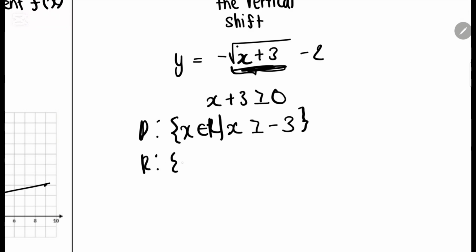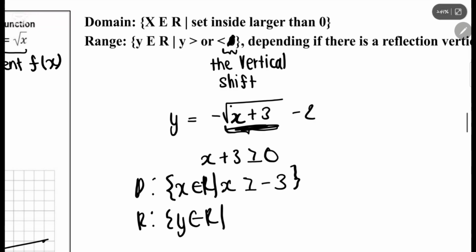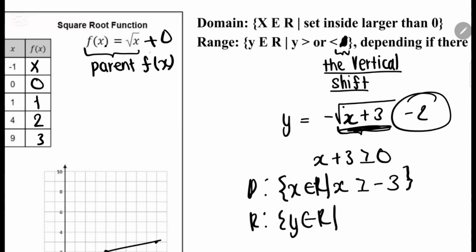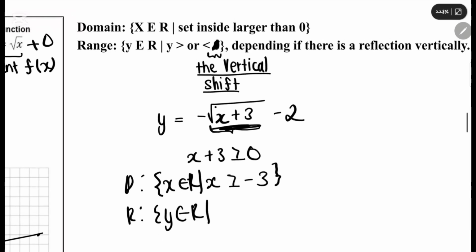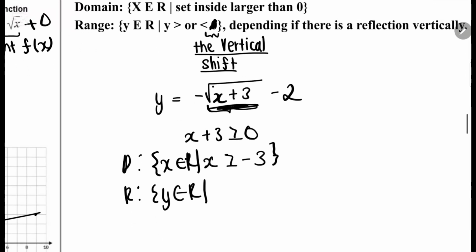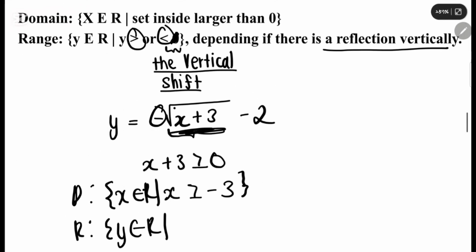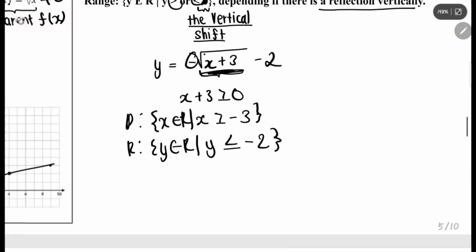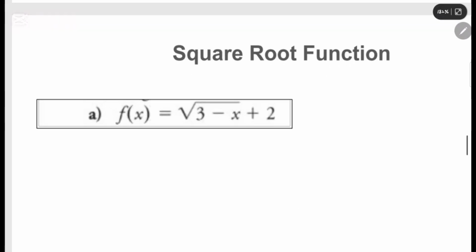And then your range, okay, is going to be y ∈ ℝ such that y is bigger or smaller with a vertical shift, meaning this value here. In the parent function it's plus 0, so it's going to be 0. But this one is going to be negative 2, right? So we know that y is either bigger or smaller depending on the reflection, just like the parabola. Okay, so this one has a reflection, therefore it's going to be smaller than. Okay, very nice.